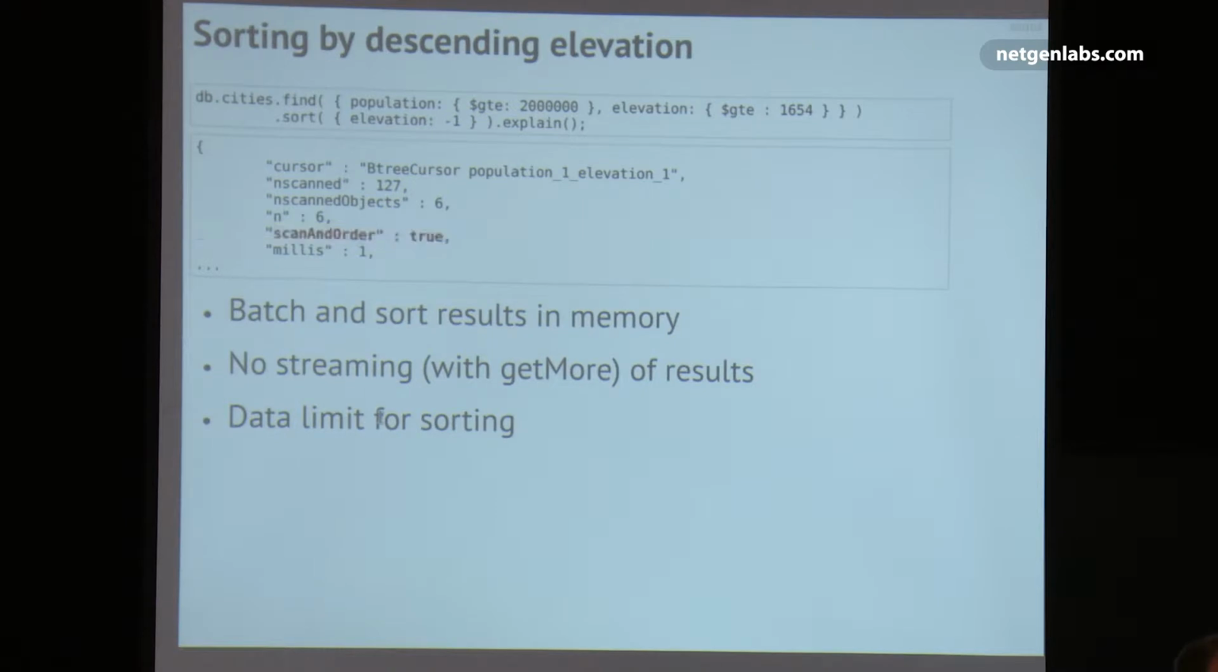But it also says scan and order equals true. And scan and order means that we use the index for looking up the documents, but we cannot use the index for sorting. We cannot use the index for sorting because one of the fields of the compound index goes the wrong direction. Scan and order is something you should avoid, because it means that sorting needs to happen in memory and can't be read directly from the index, which makes it slower.